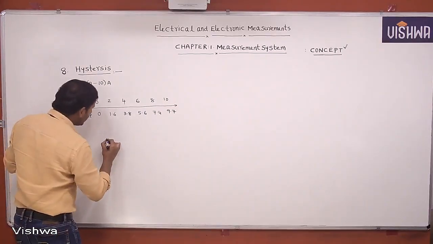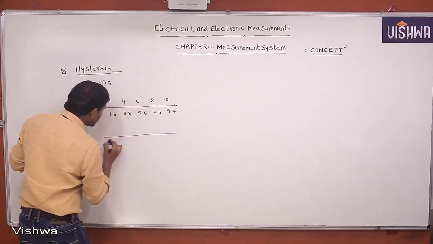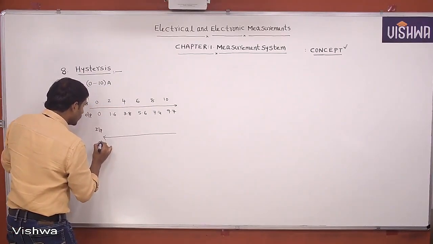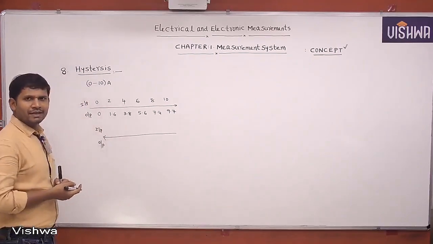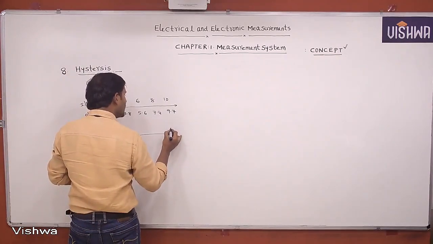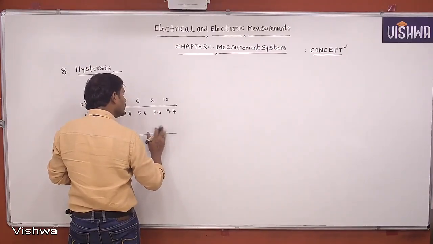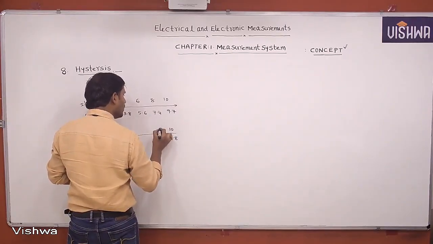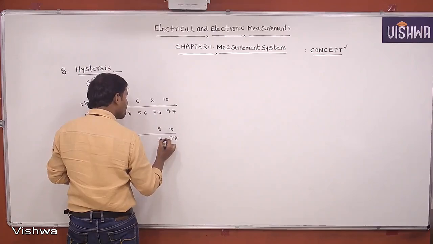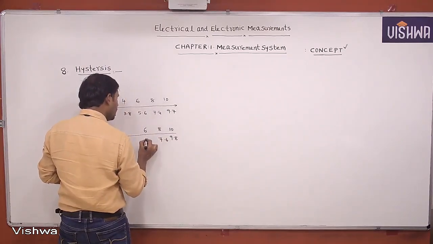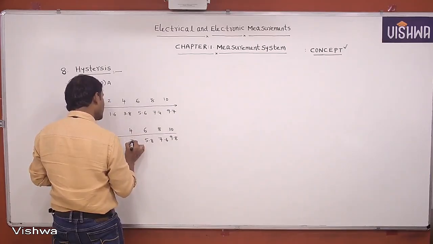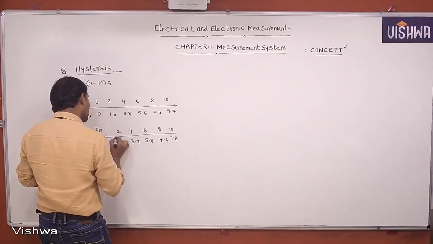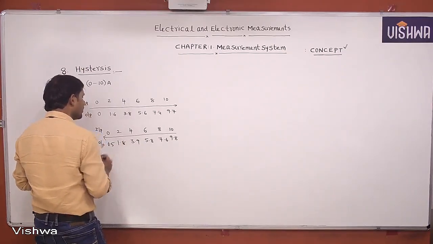By using the same ammeter, we are doing the experiment in decreasing order. This is input, this is output. Starting at 10 amperes of input, I am getting 9.8 amperes. For 8 amperes, I am getting 7.6 amperes. For 6 amperes, 5.8. For 4 amperes, 3.9. For 2 amperes, 1.8. For 0 amperes, I am getting 0.5 amperes.